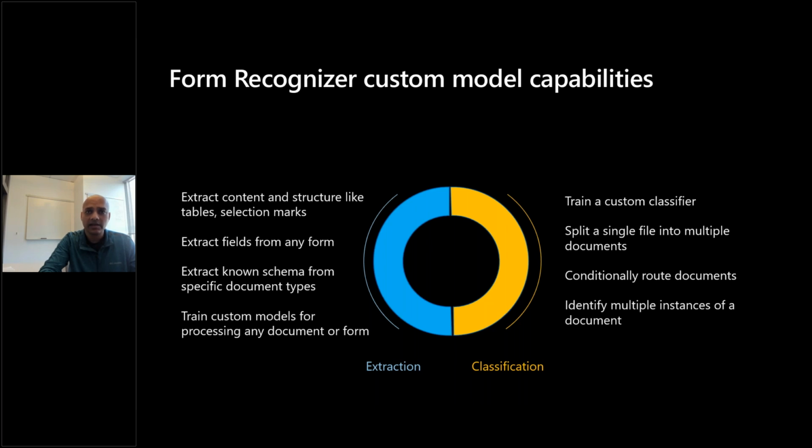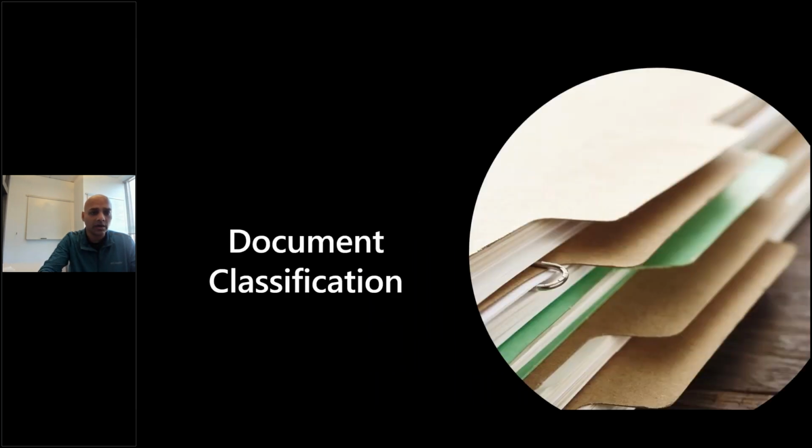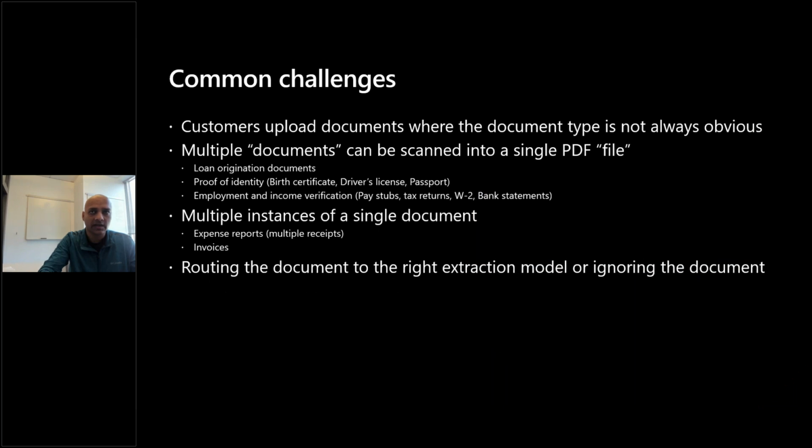Extraction models typically work on the document types that you define, as well as extract the fields that you define. With custom classification models, you're now adding the ability to train an explicit classifier. And I'll give you a quick demo of what the document classification model looks like in a second here.